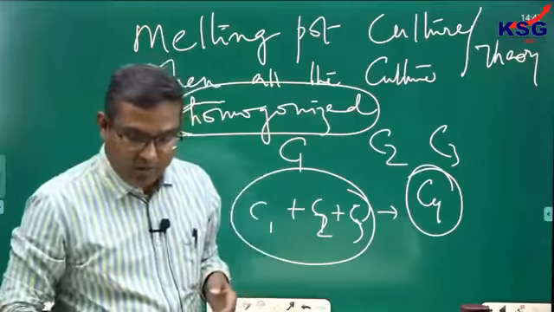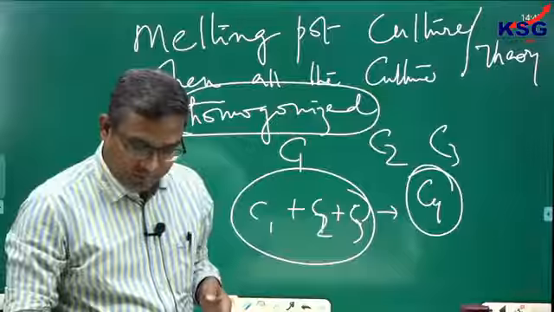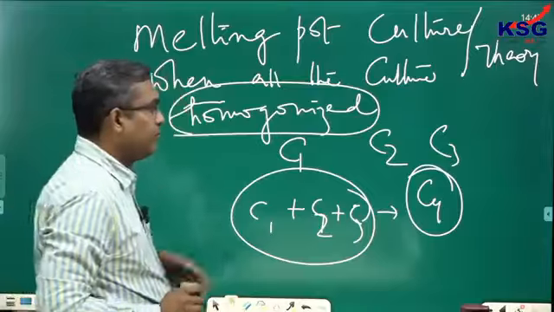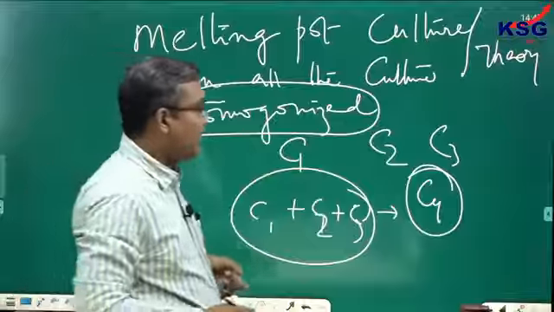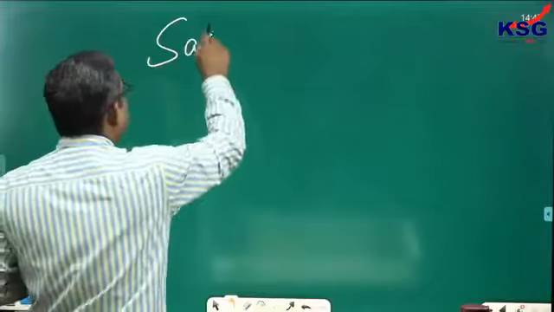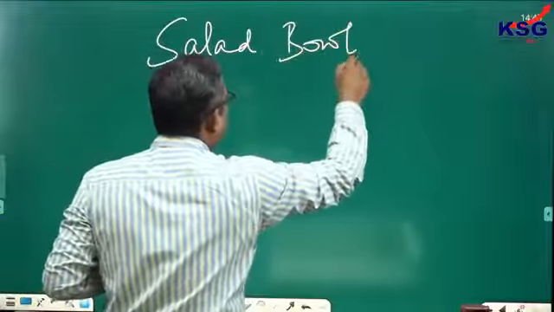Now I am coming to the next one, salad bowl theory. This concept is clear, melting pot culture. Now coming to salad bowl theory. Second is salad bowl theory.